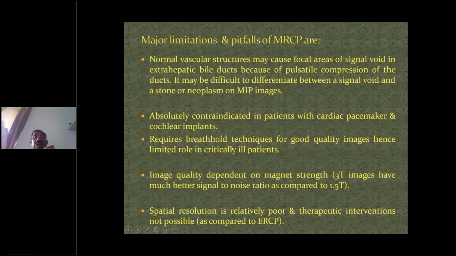The major limitations and pitfalls of MRCP: as with all MR procedures, it is absolutely contraindicated in patients with cardiac pacemakers and cochlear implants. Another challenge is that normal vascular structures may cause focal areas of signal void, and it is very difficult to differentiate between a signal void and a stone on MIP images. It requires breath-hold techniques for good quality images, so in critically ill patients, it will be difficult to acquire good quality MRCP images. And image quality is dependent on the magnet strength. 3 Tesla images will have a much better signal to noise ratio as compared to 1.5 Tesla.